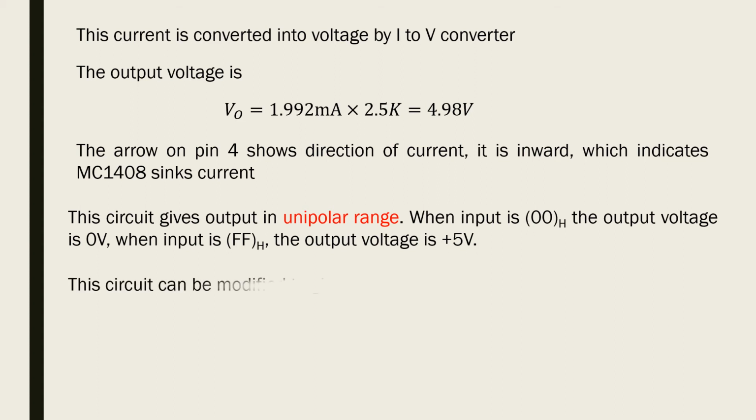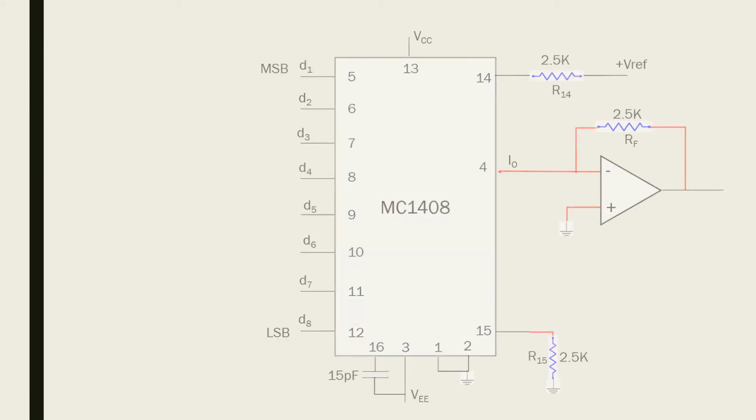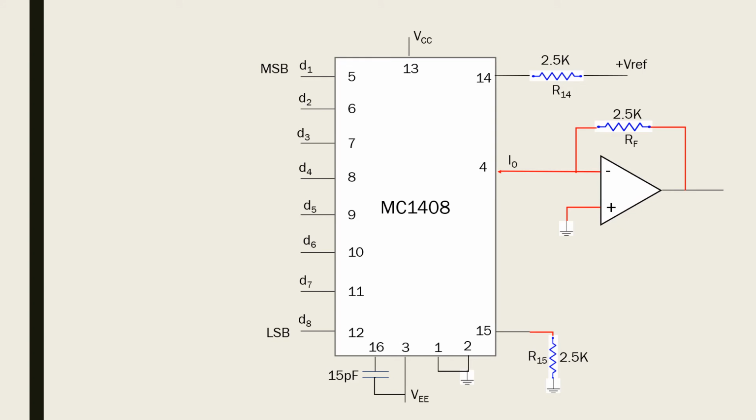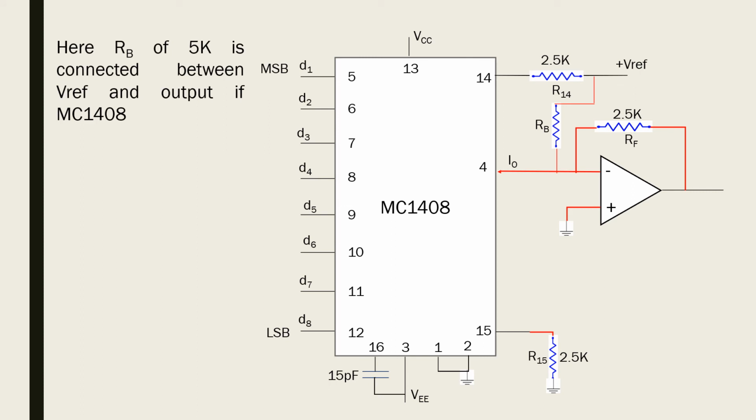Suppose you want a bipolar range, that is from minus 5 to plus 5, then this circuit can be modified. This particular circuit can be modified in such a way that we place a resistance RB of 5 kilo ohm, which is connected between V reference and the output of MC1408. So the resistance RB has to be connected. This provides a constant current of 1 milliampere.